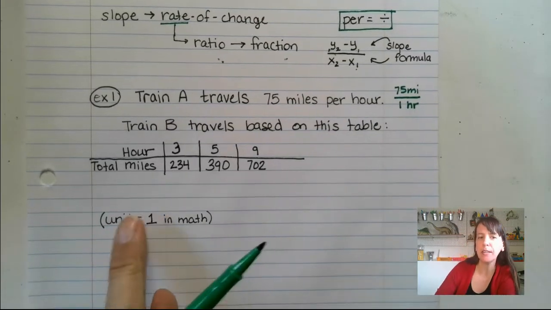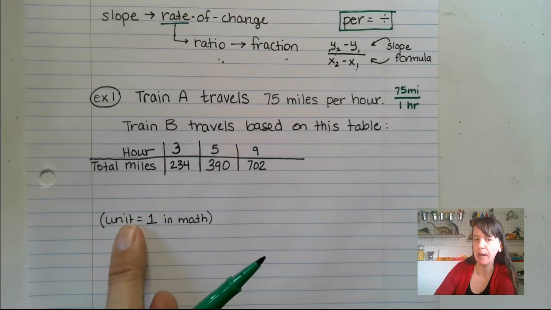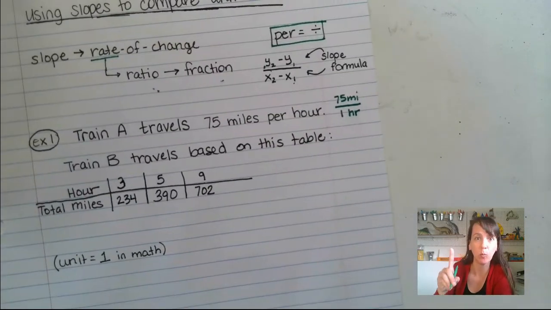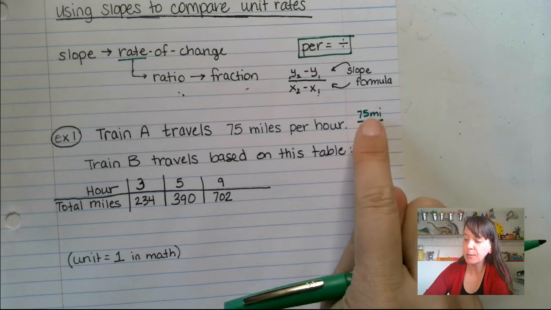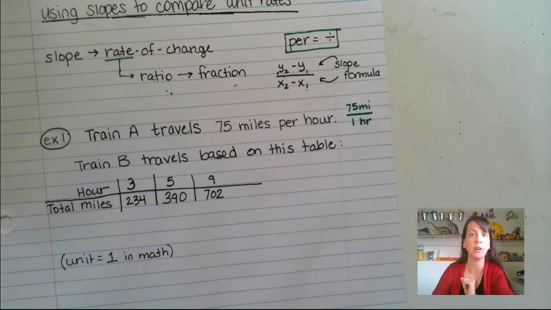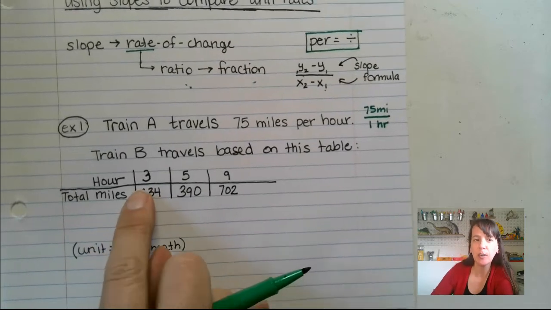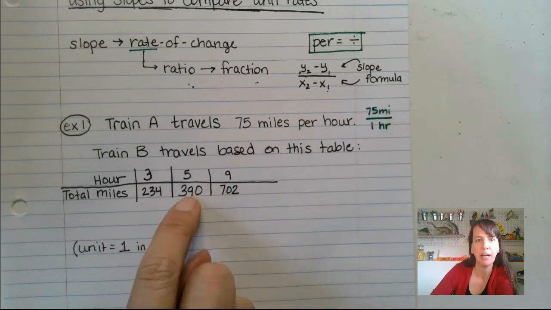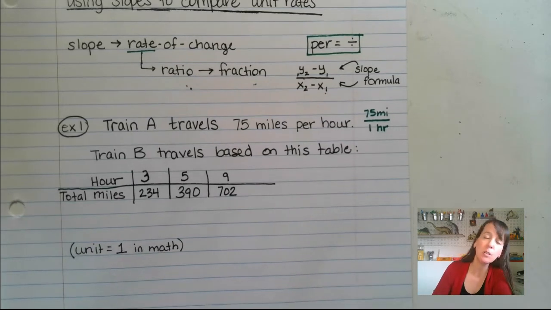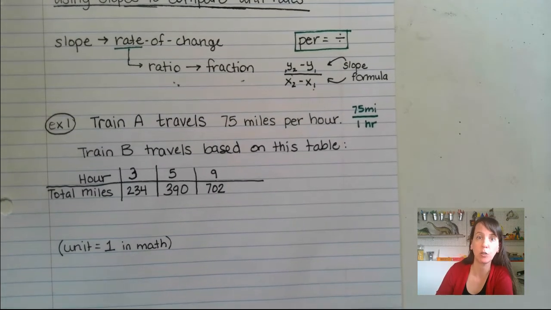Okay, I wrote a note here because I wanted to remind you, the word unit in math just means one. So when we talk about unit rates, we're looking for the one. What is it per one item? So 75 miles per 1 hour is just written like this. Bam, we've got our unit rate. Now here, we know 3 hours, they're going this many miles, 5, 9. We don't have a 1 here, so we have to find it. And so we use our slope formula in order to find that.